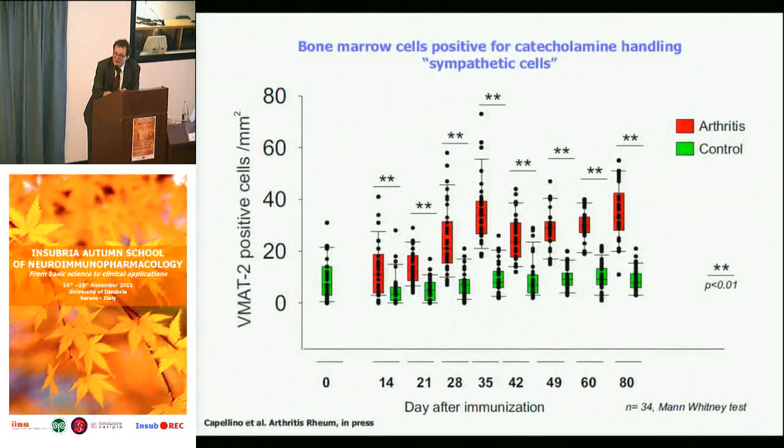And when you look at a disease like collagen type 2 arthritis in animals over time, where we again immunize the animals on day zero and look for these VMAT2 positive cells, you see that in the arthritic animals, in the bone marrow, for example, the cells become more and more numerous. So we have more sympathetic cells with time, which goes on and on. It's the same in the lymph node, the spleen, the bone marrow, and the joint. All of a sudden, these cells start to appear.